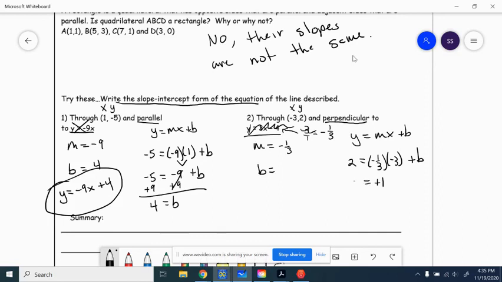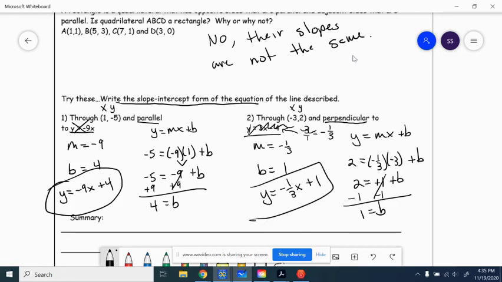All right, let's update the problem. Drop down the equal sign, the 2 and the b. I want to isolate this b. That means this +1 has got to go away, so I'm going to subtract it. Do it to one side, got to do it to the other. I'm left with b equal to 1. And the last step, put this into the equation. y is equal to -1/3 x plus 1. And now you're done.